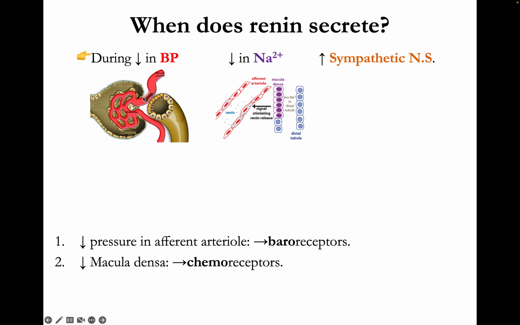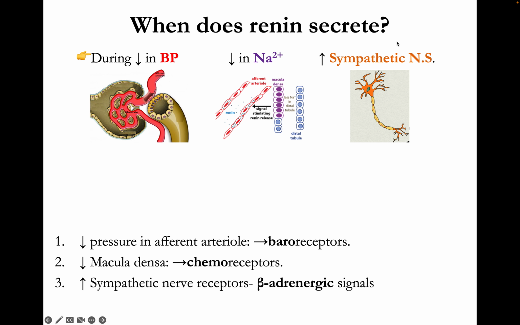And if you look at an enlarged view, you can see the distal convoluted tubule. Low sodium stimulates this macula densa cell. They will give a signal to the JG cells to secrete renin. And the third condition is sympathetic nervous system activation. At times, increased sympathetic discharge will stimulate renin secretion.